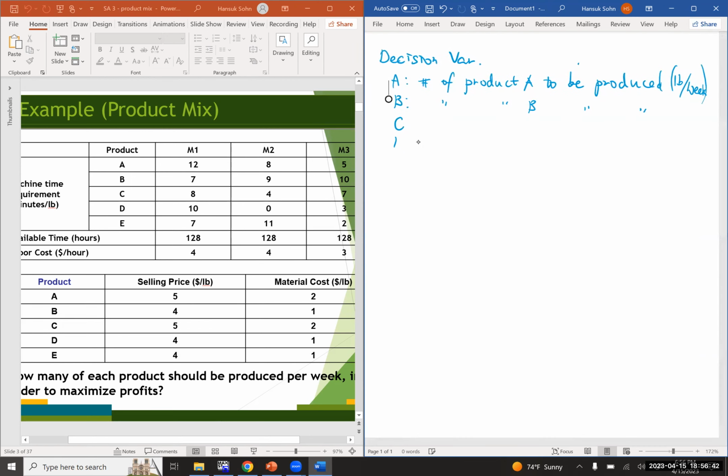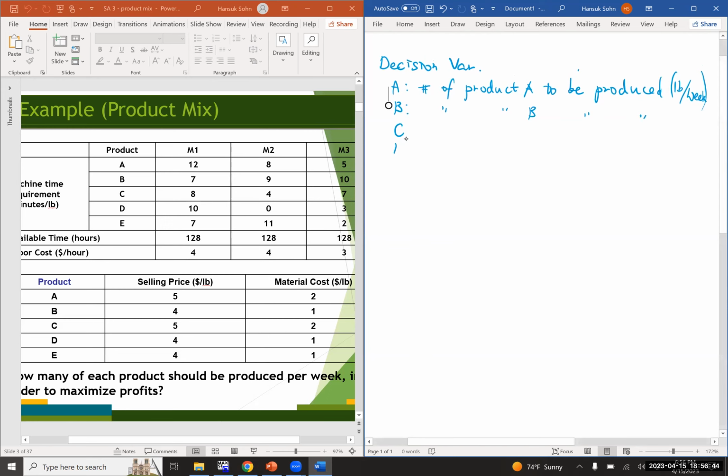What's going on? Why does it not allow me to write anything? Okay, so it's going to be D and E, okay? Those are the quantities of products C, D, and E to be produced. So we need these 5 decision variables, okay?